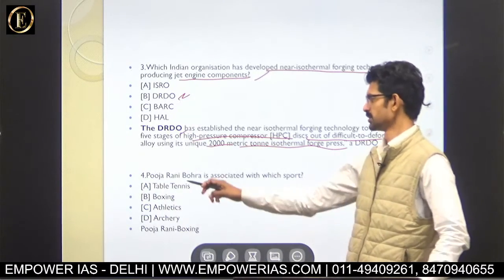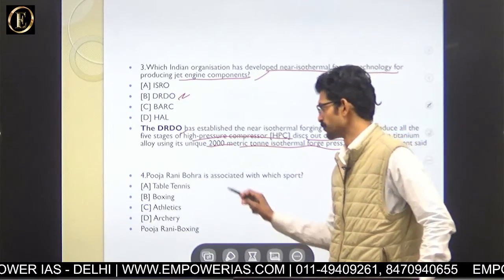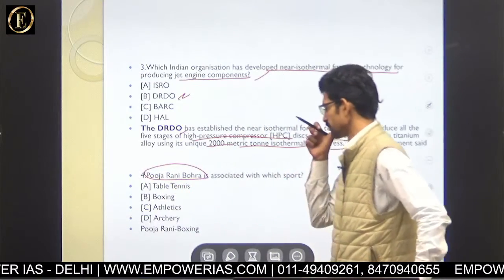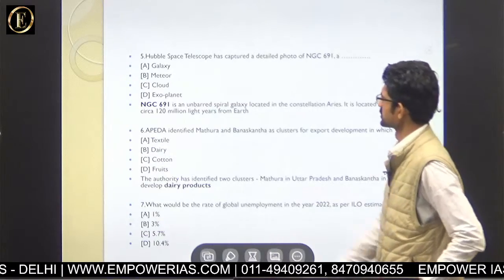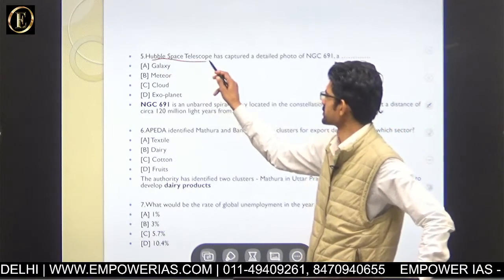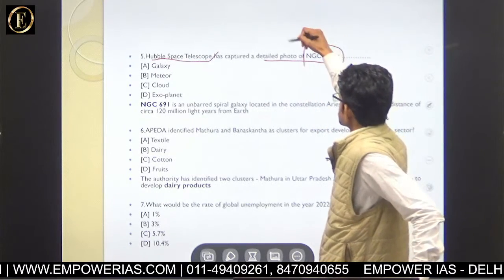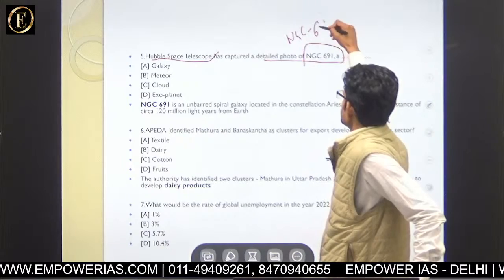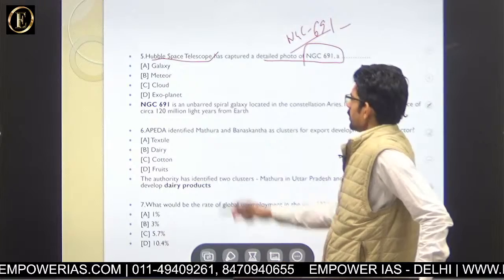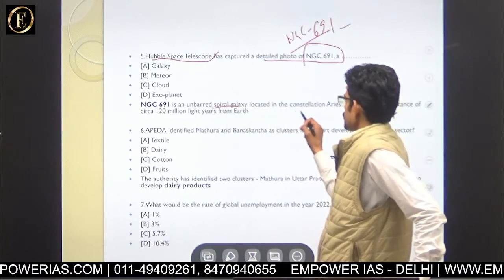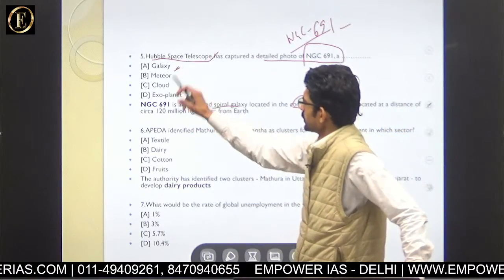The fourth question is: the game of boxing has been highly celebrated in India, so Pooja Rani Bohra is associated with which sport? The answer is boxing. The next question is from science. The Hubble Space Telescope captured a detailed photo of NGC 691. Such short questions are asked in UPSC. What is NGC 691? It is an unparalleled spiral galaxy located in the constellation of Aries. So what is 691? Galaxies.